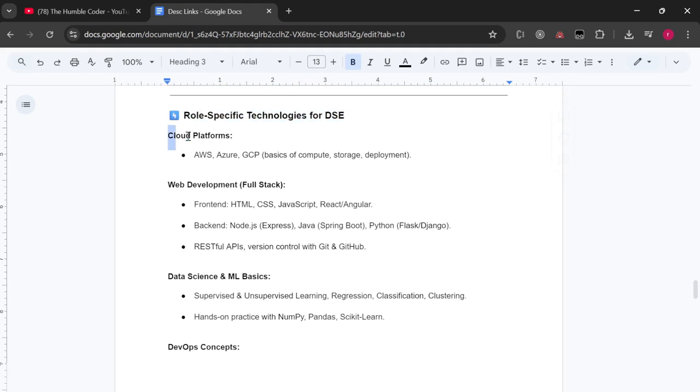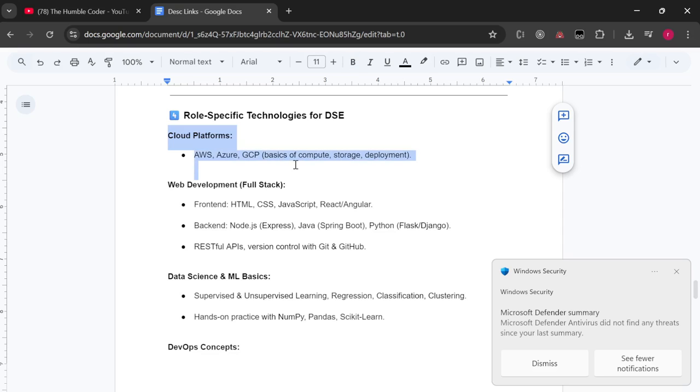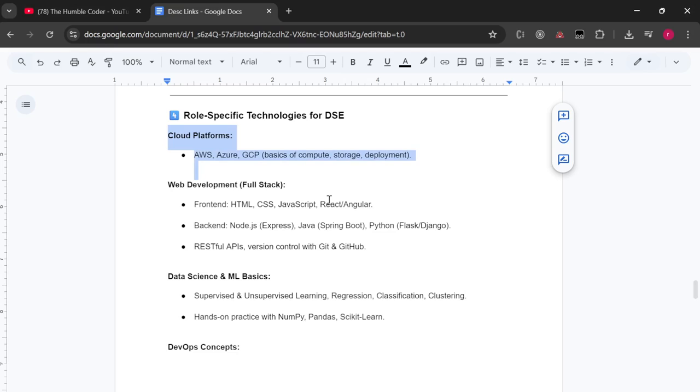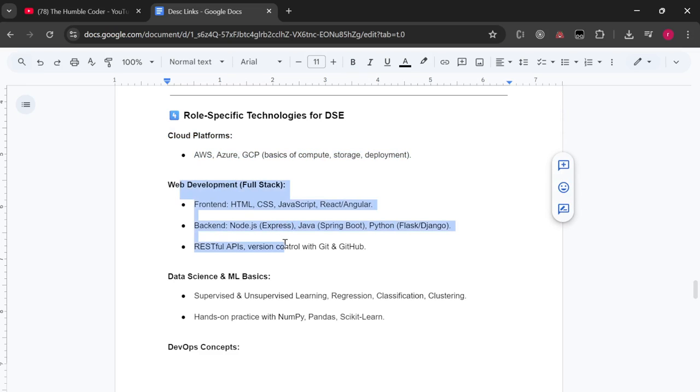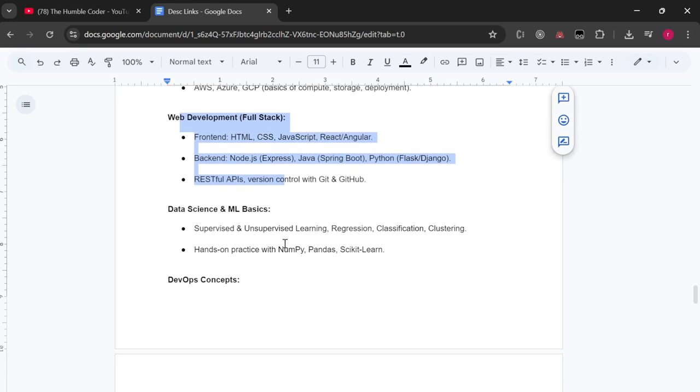Now talking about role specific technologies which are important for the digital specialist engineer. Coming to cloud platforms, you should have understanding of AWS or GCP, and in GCP, the basics of compute, storage, deployment. Coming to web development, that is the full stack role, you should have understanding of front end and back end. In front end, basic languages like HTML, CSS, JavaScript, and React or Angular, any one of the frameworks is good to have. In backend, Node.js with Express, Java with Spring Boot, Python with Flask or Django, RESTful APIs, and version control with Git and GitHub.